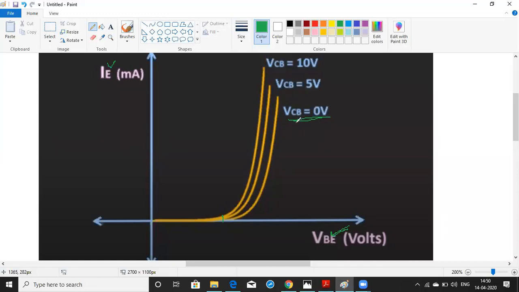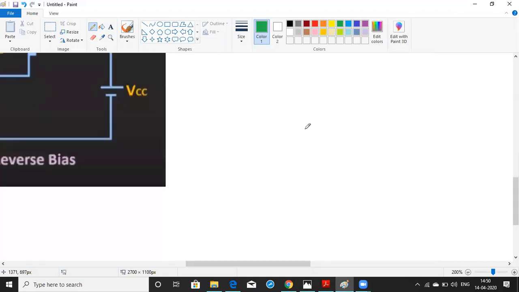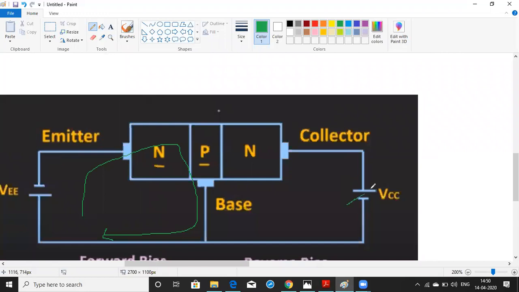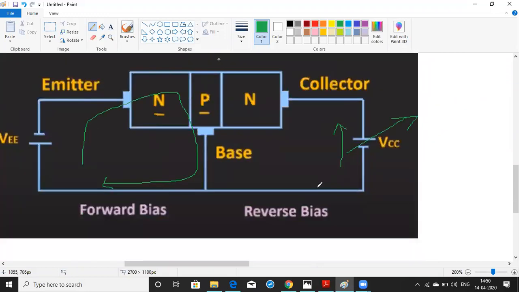So in this one, the only condition is about the VCB operation. VCB is the output side voltage. When it is moving from 0 volts to 5 volts, that is when the voltage is increasing, the emitter current is also increasing. You are increasing this voltage, which means you are increasing the reverse voltage. You are not increasing the forward voltage. Please keep this point in your mind, because it is working under the reverse bias condition. You are increasing the reverse bias voltage.